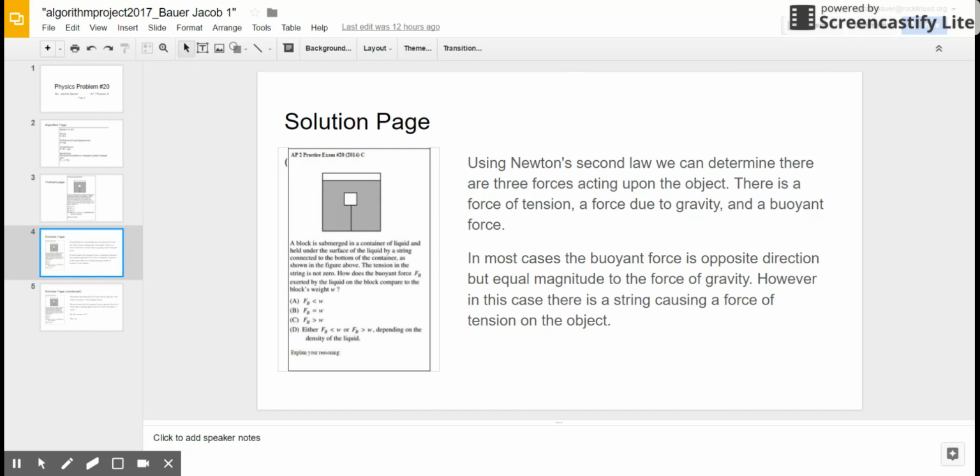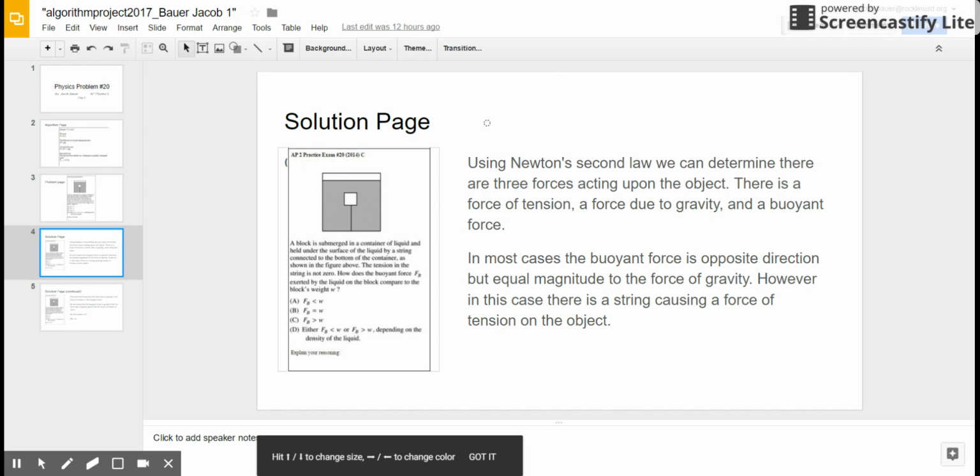So what we know is there's a force of gravity on the box, there's a force of tension, and there's also a buoyant force because it's submerged in a fluid. Now we know since it's not moving, acceleration is zero. Therefore, mass times acceleration equals zero. So the sum of all the forces has to equal zero.